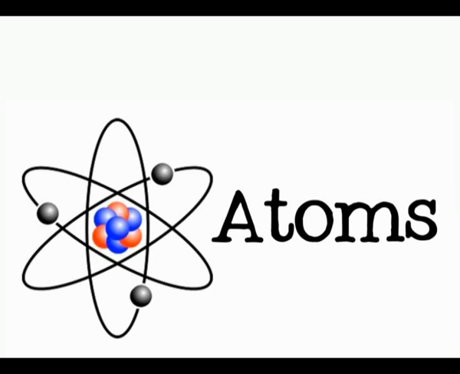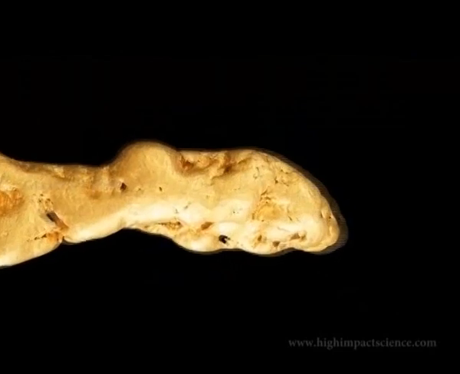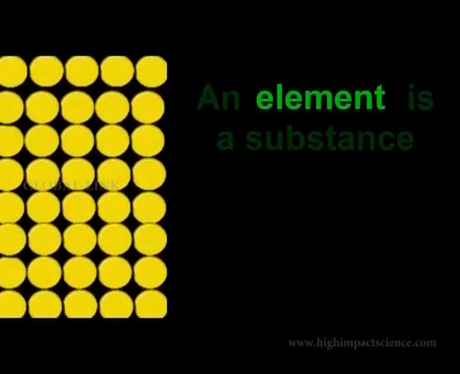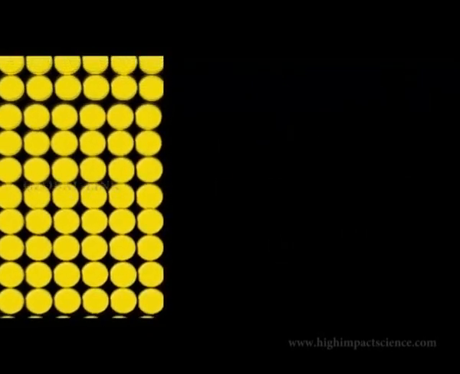Most things have more than one kind of atoms in them, but this piece of pure gold contains only gold atoms. So we call it an element, a pure substance made up of one kind of atom. Zooming back out, we see the atoms become a lump of gold again.